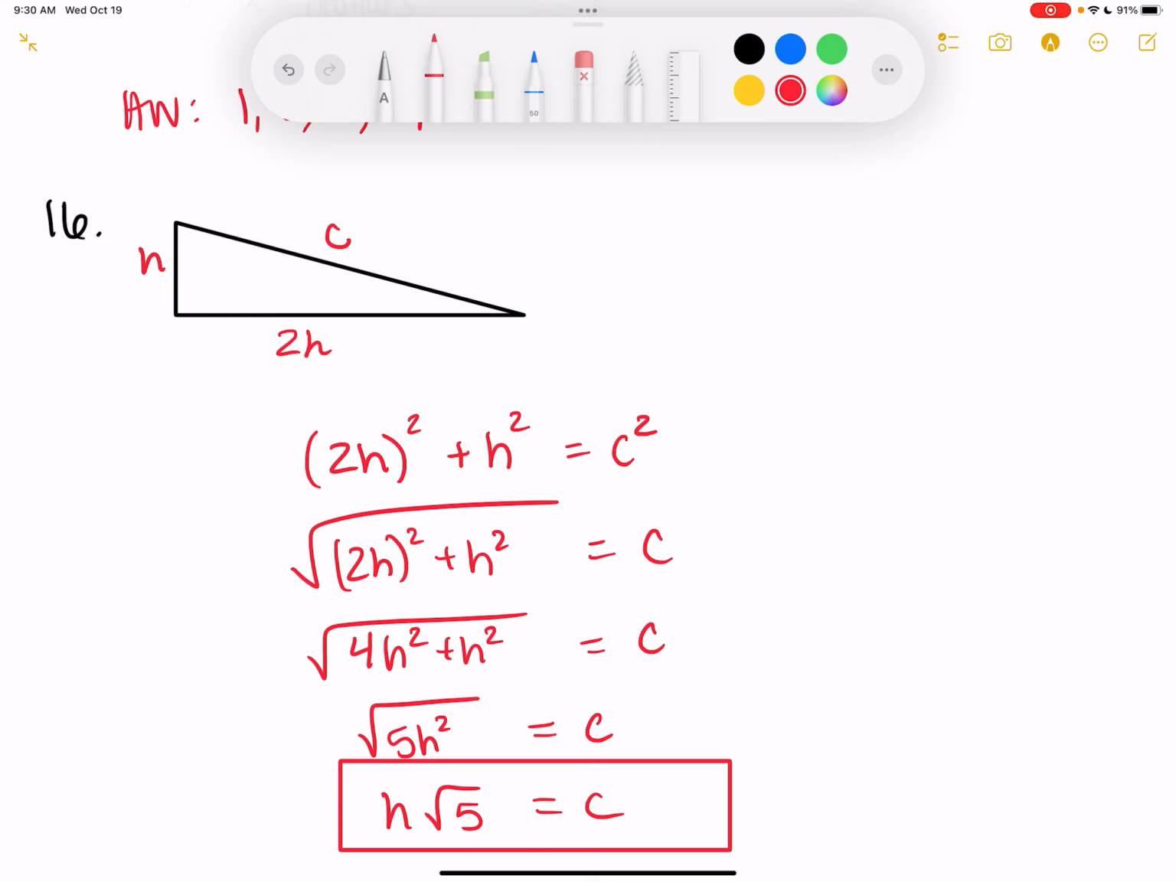Now, the book uses different variables than that. They used a because they just did a squared plus b squared equals c squared, but it doesn't matter what variable you use. Pick your favorite one.